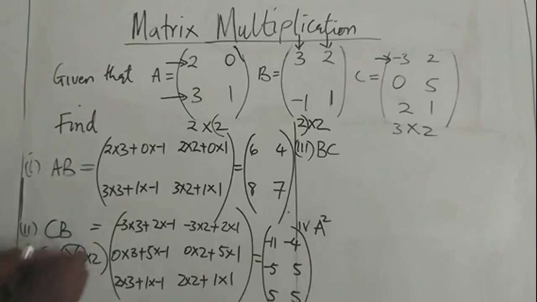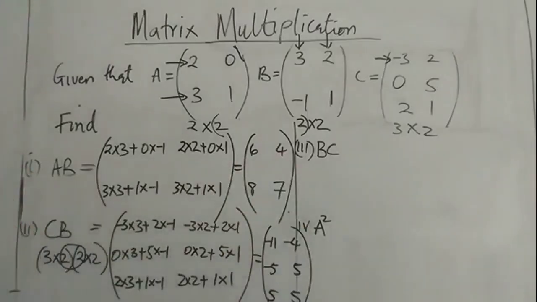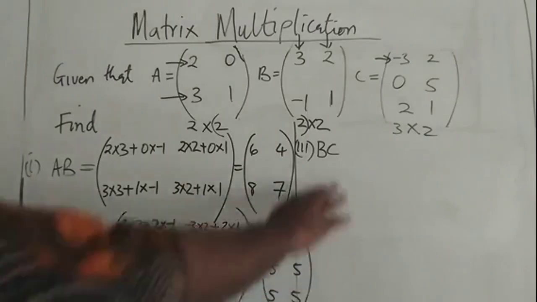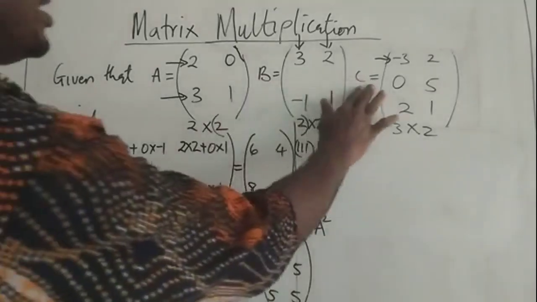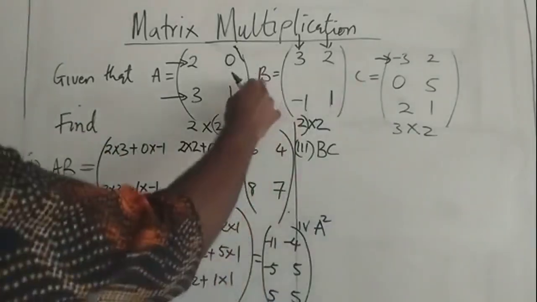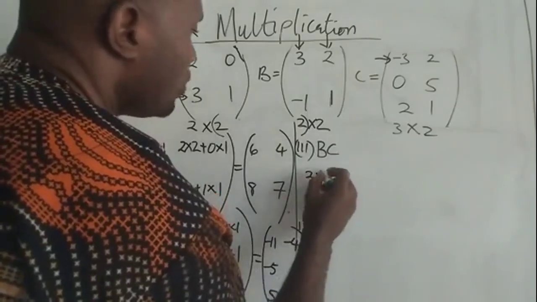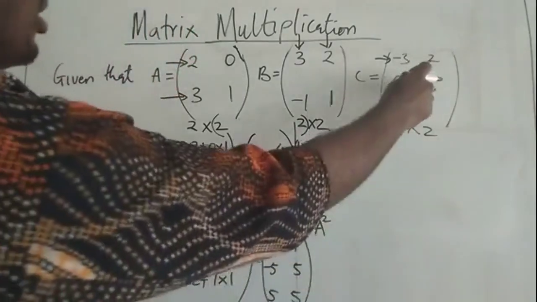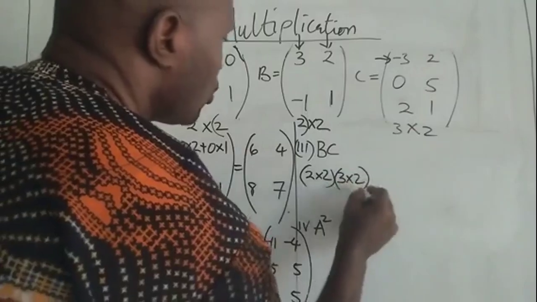So apart from the middle one that will decide whether the multiplication can go on, the other two numbers will decide the order of the product or the resulting matrix. We go to the third one, B times C. This is B, this is C. What is the order of B? The order of B is 2 by 2, and the order of C is 3 by 2.